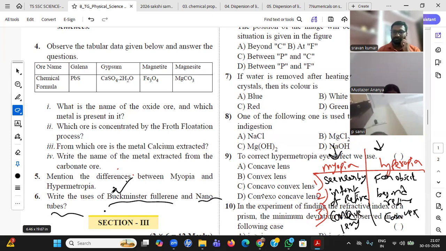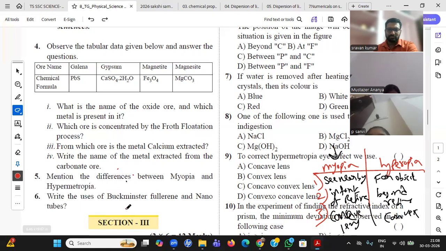Sir, in chat or just like this? You can just speak out. Sir, it can be used as lubricants in ball bearings. Is Buckminster fullerene a lubricant? I think we have used graphite as a lubricant. We have read about diamond and graphite. In graphite, I still remember you can use it as a lubricant. No, Buckminster fullerene is not a lubricant, beta.